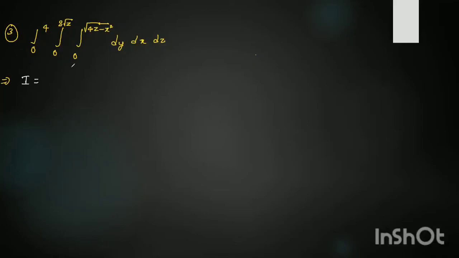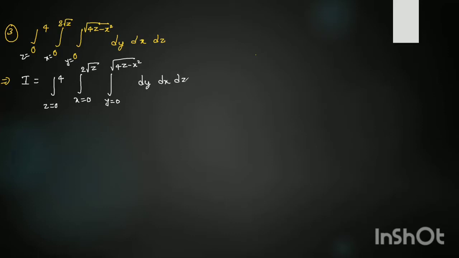Let us solve this. What are the limits now? What is this variable? Y. What is this variable? X. And this is z. So the integration of z is from 0 to 4, the integration of x is from 0 to 2 root z, and the integration of y is from 0 to 4z minus x square, dy dx dz, in that order.